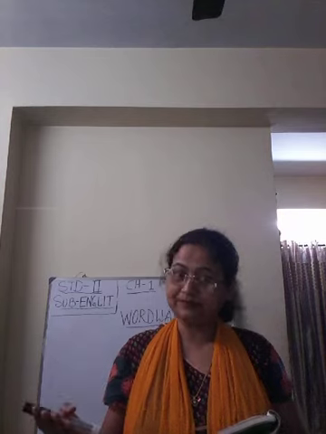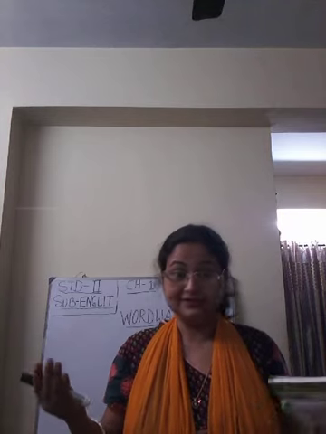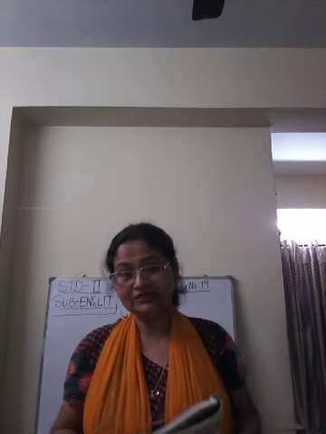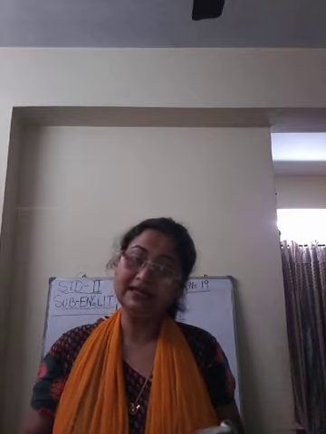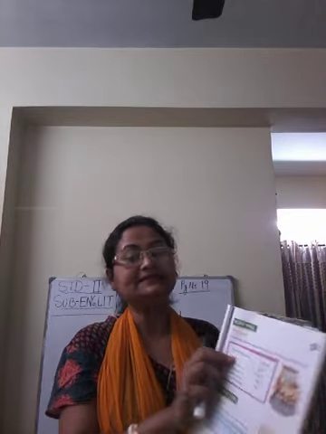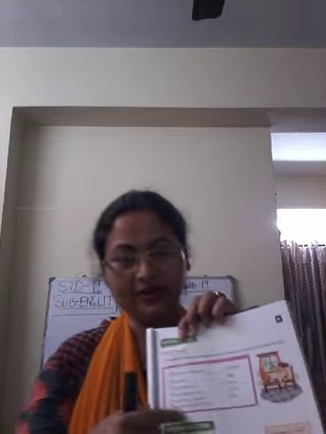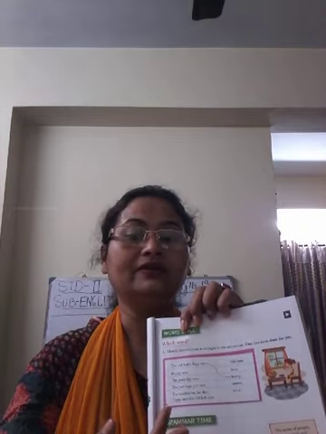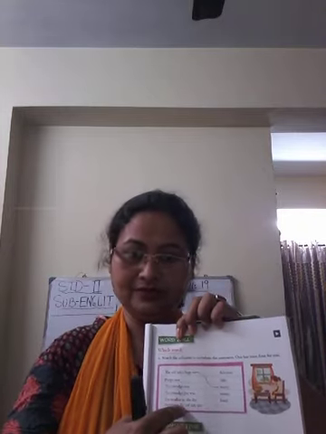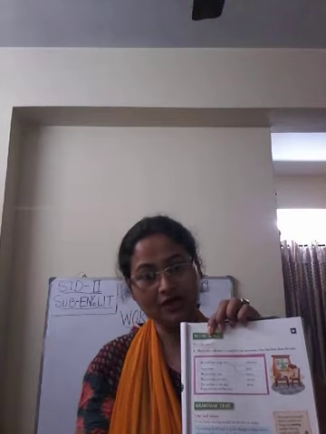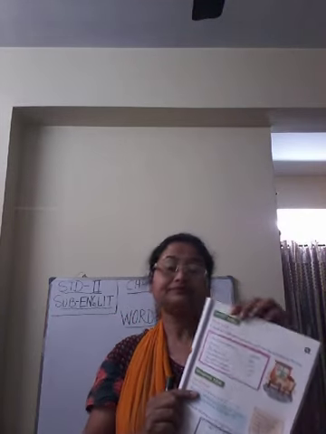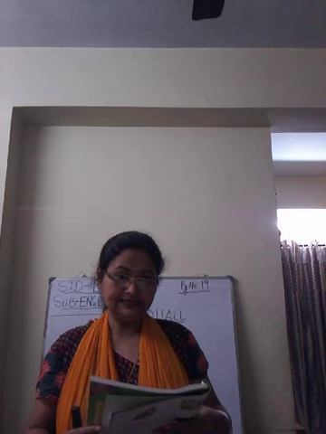As you know the chapter, you know the story. It was a nice story. Now we have to match the columns. Here, as numbers are not given, we have to draw lines to match them. Clear? Now see, number 1 is done for you.